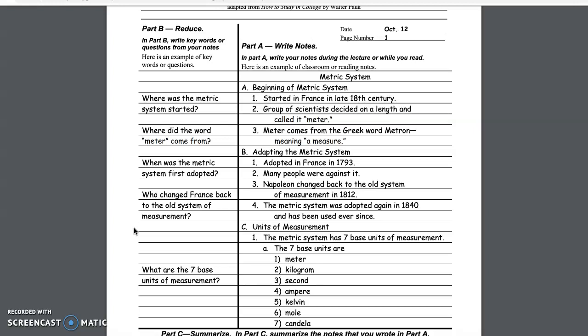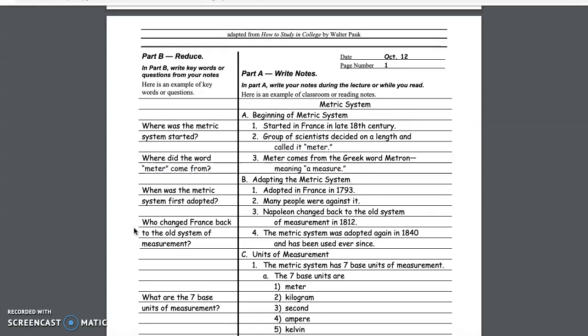So the Cornell note-taking method can be used on sheets like this. You can actually buy notebooks that are made with the Cornell system in mind. You can print off the sheet. I have a blank one there for you. You can print those off if you prefer, or you can just make one out of a notebook sheet of paper. And all you do is leave just a little bit of space for this part B.